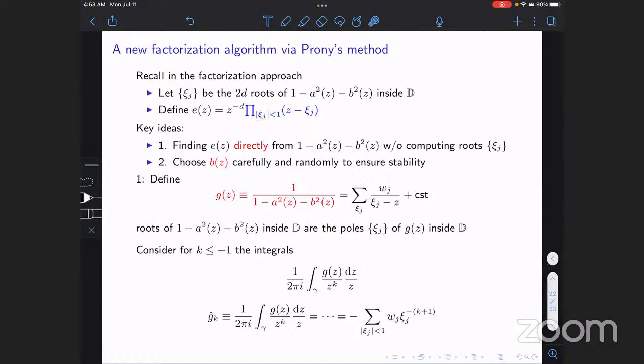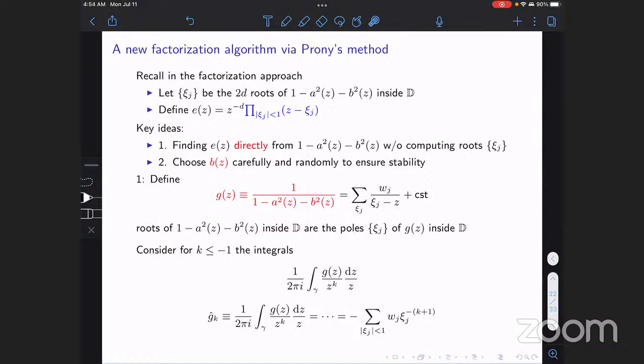So what if we can directly compute this EZ, i.e. this characteristic polynomial, directly from this Laurent polynomial without going through the roots? Then I will avoid the stability problem, and I can use double precision arithmetic. And the second part is that we have to choose BZ in a way so as to guarantee this can be computed stably. But now let's first elaborate on the first idea.